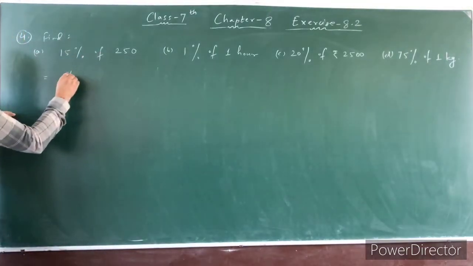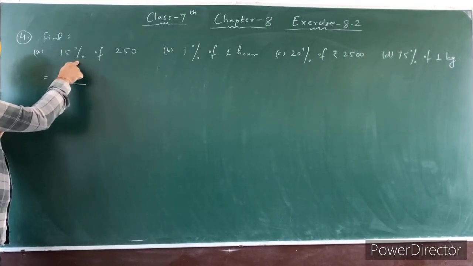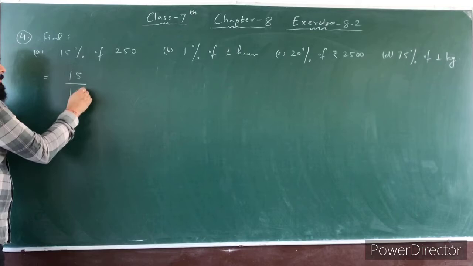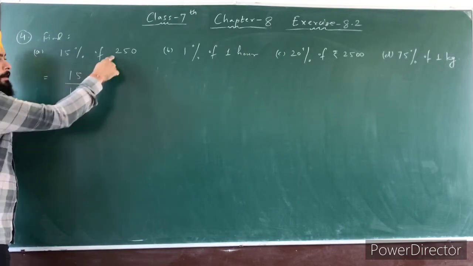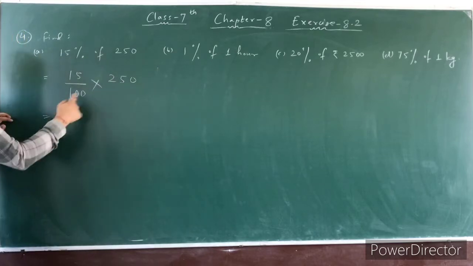So what will you do? 15%. When you remove the percent sign, divide it by 100. Of means multiply with the total quantity. So the total quantity here is 250. Now we will solve this.